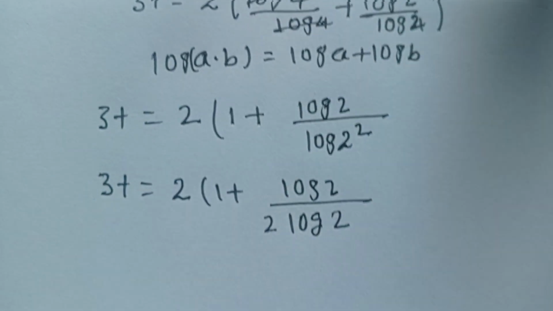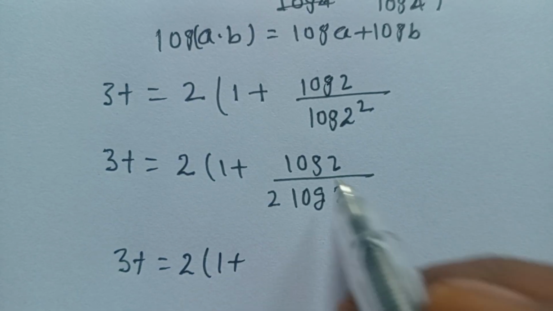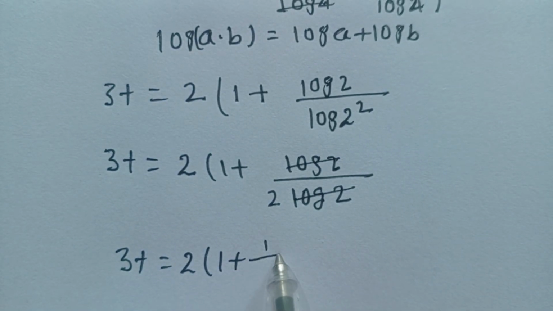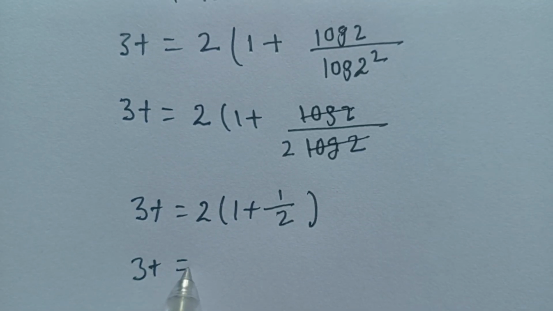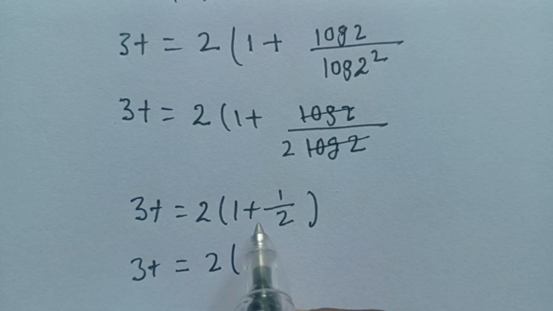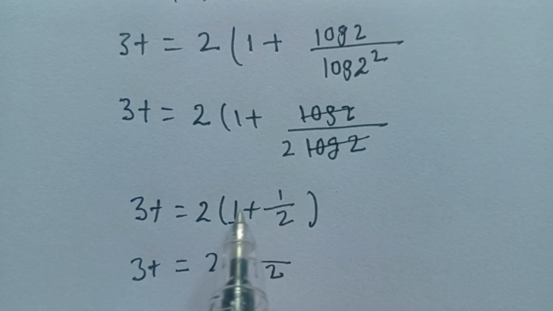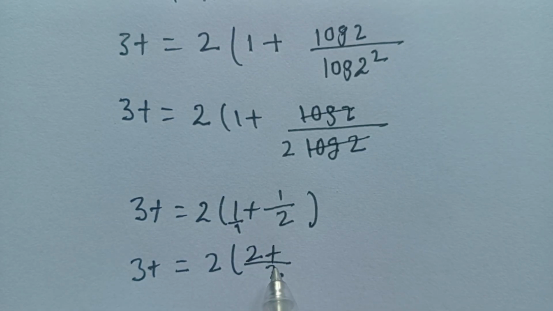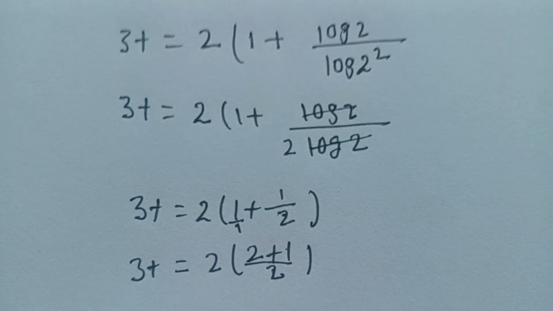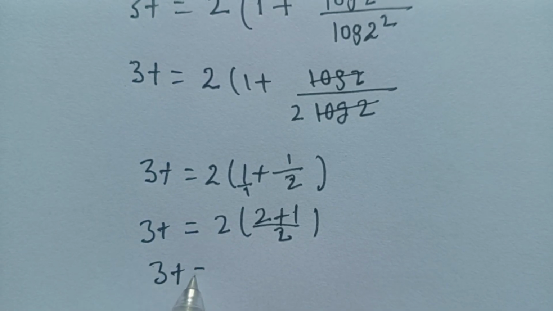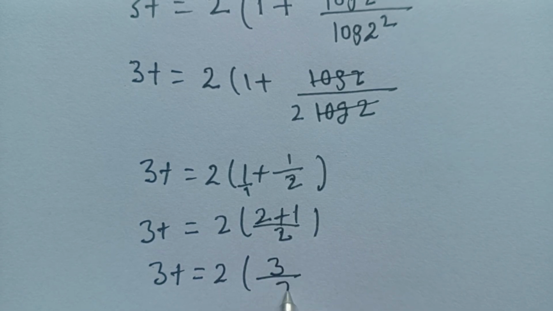Okay. 3t equals 2 into 1 plus, cancel by this, gives us 1 over 2. 3t equals 2 into the whole: 2 divided by 2, 1, 2 times 2, 2 plus 2 divided by 2, 1 times 1, 1. 3t equals 2 into 2 plus 1, 3 over 2.